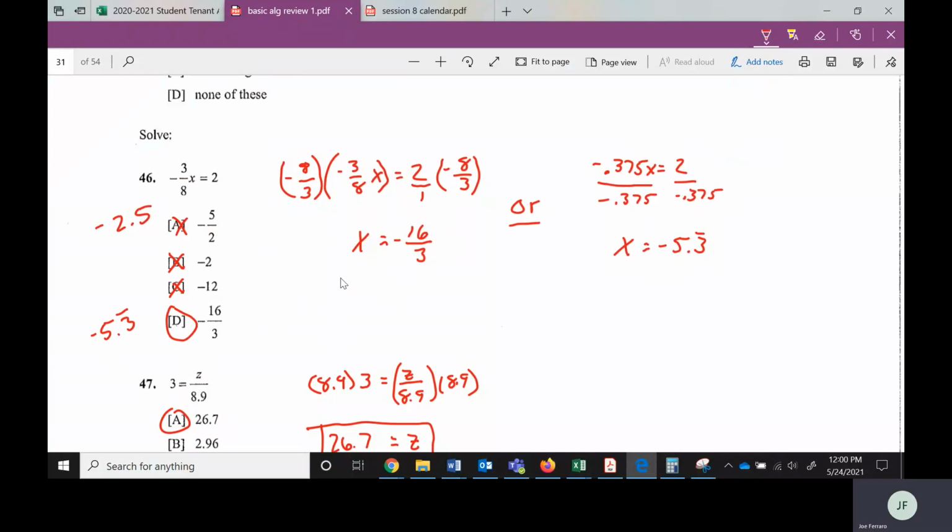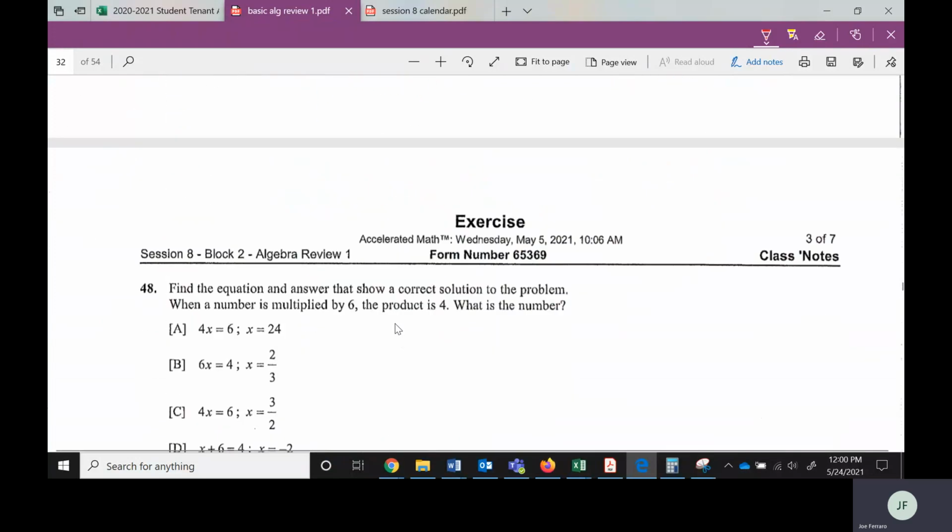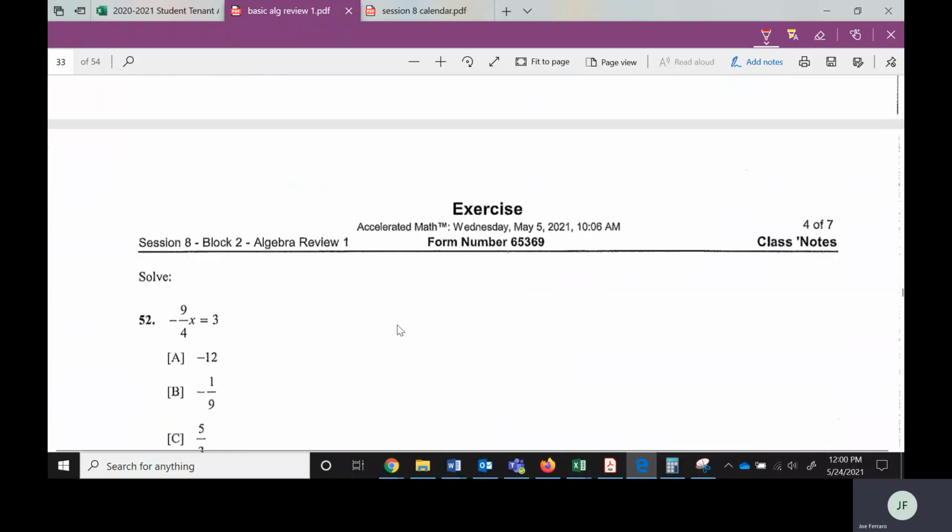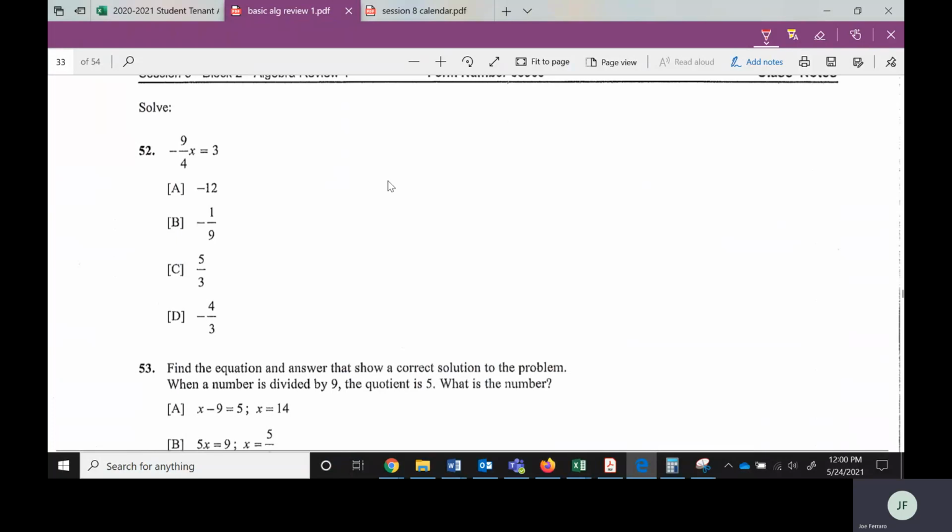Okay, let's do one more of those, and then we'll look at a couple word problems. So let's review this one, I'll turn a little bit to 52. So again, same type of problem. So I'll do fractions first. We have a fraction times x, so we're going to multiply by the reciprocal.